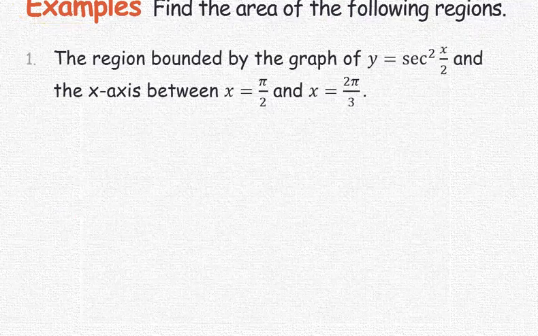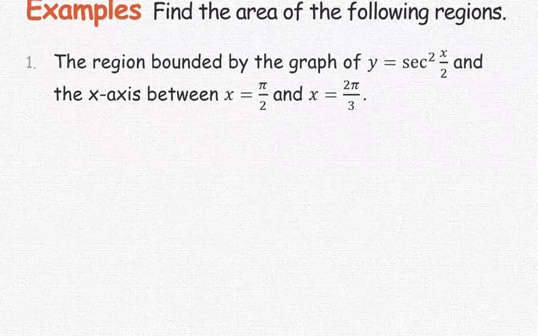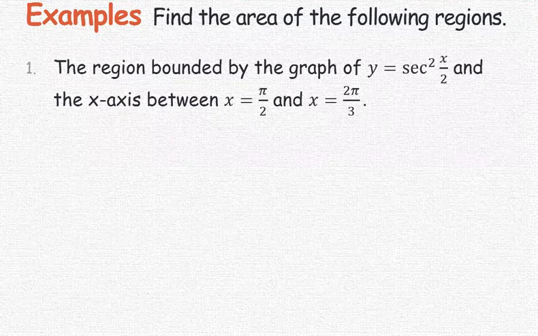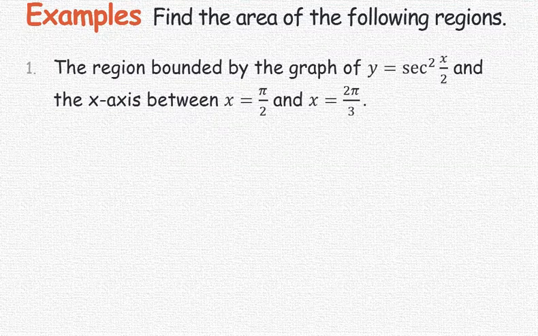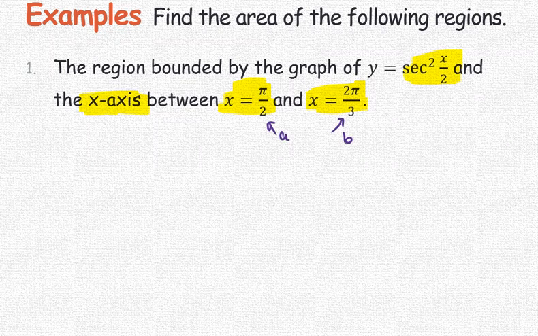All right. So for the example, we're going to find the area of the following regions. I put 2 examples for this part of the package. The function that we have is y equals secant squared of x over 2, and the region bounded by this graph and the x-axis between x equals pi over 2 and x equals 2 pi over 3. We can see pi over 2 is A, and 2 pi over 3 is B.